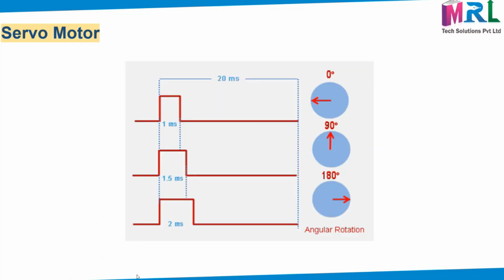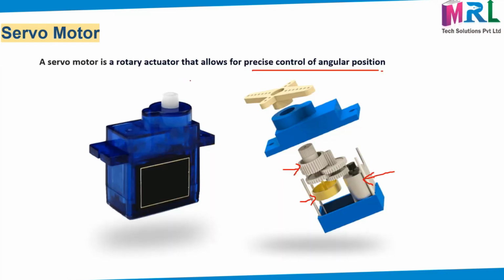So that is the thing. The servo motor is used for precise control of angular position. When you want to move to an angular position, 90 degrees, 180 degrees, like that, then you can use a servo motor. That's why the name is called servo motor.